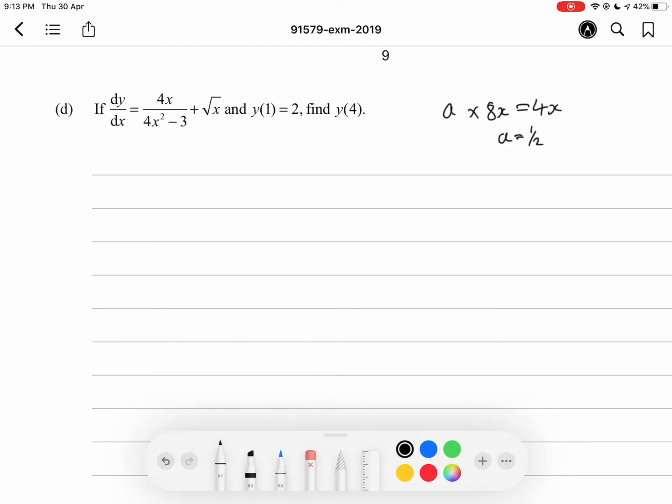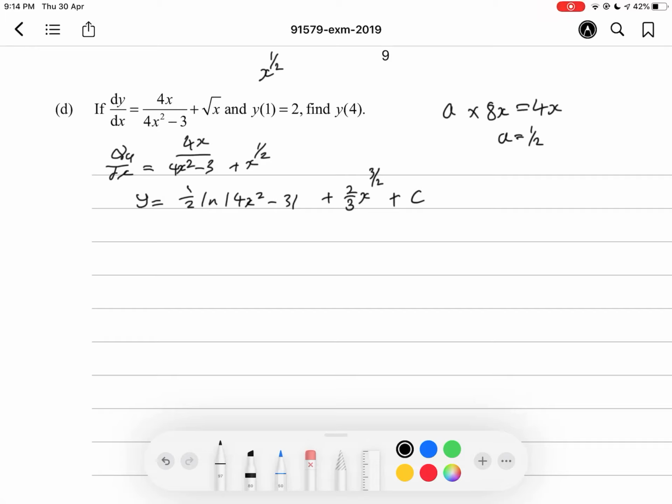So we rearrange this square root of x. Square root of x is x to the power 1/2. So we have dy over dx equals 4x divided by 4x squared minus 3 plus x to the power of 1/2. Therefore y would be equal to 1/2 of ln of 4x squared minus 3, plus x to the power of 3 over 2 divided by the power, which is 2 over 3, plus c, which we do not know. So we know that when we substitute x equals 1, we get y equals 2. So we'll use that to find our c value.